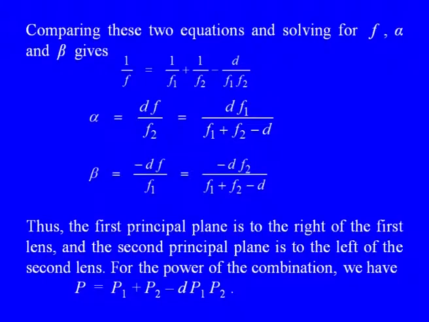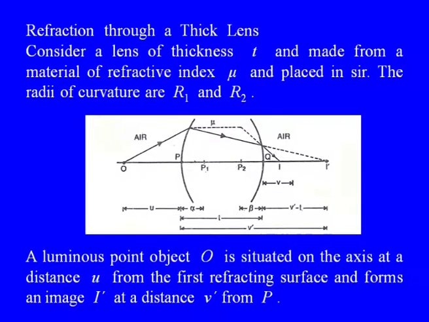of the combination. For the power of the combination, naturally we have this relationship: the total power is equal to P1 plus P2 minus D times P1 P2, where D is the distance between those two thin lenses. Now, we are in a position to consider a thick lens.